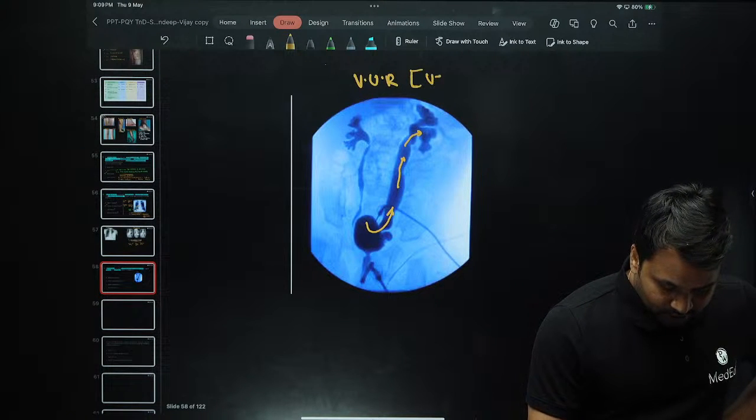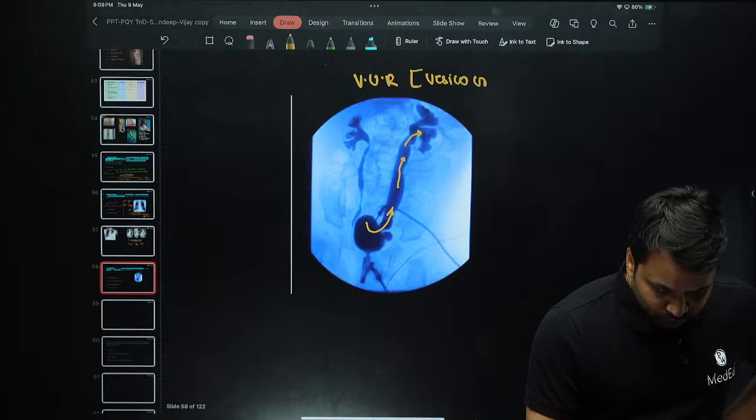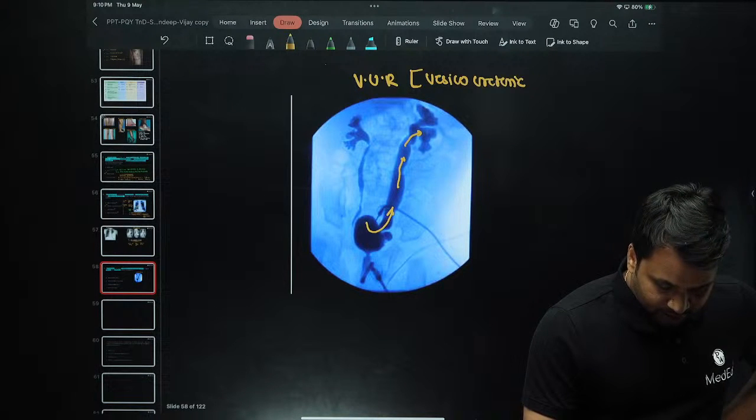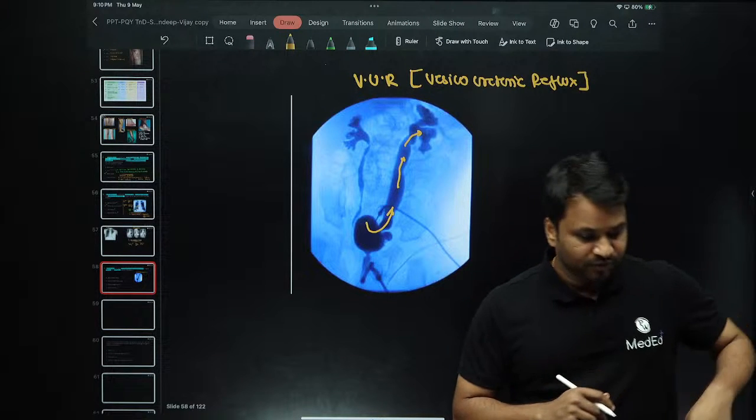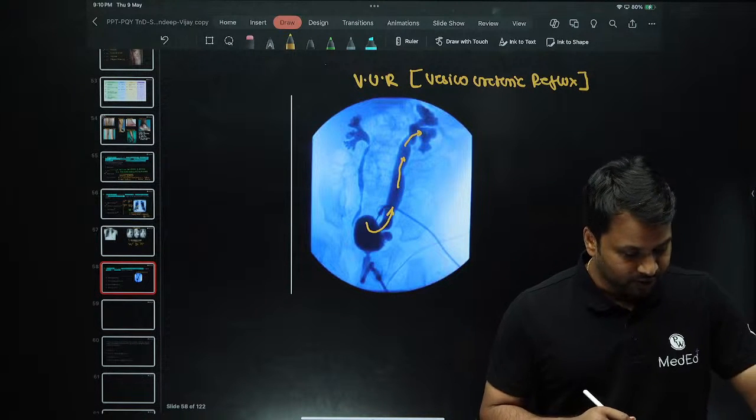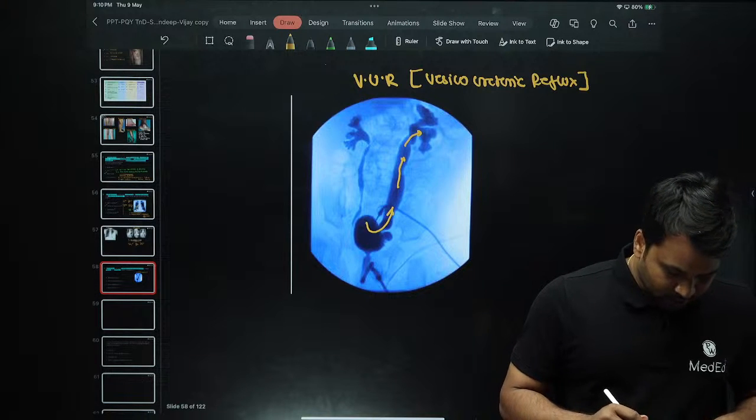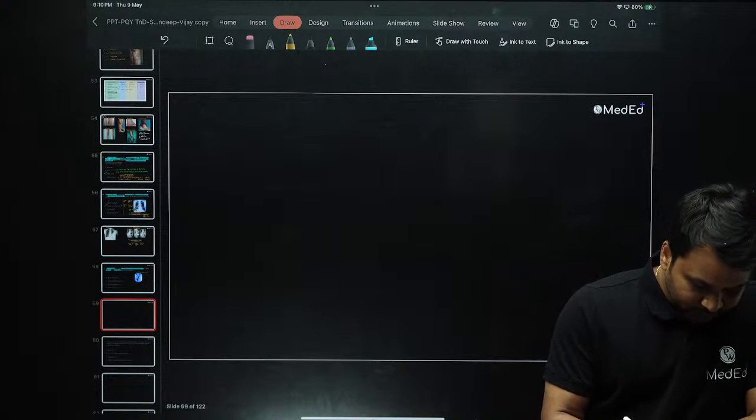That is your vesicoureteric reflux. This is what we call VUR, that is vesicoureteric reflux, right? So when you talk about VUR, let's talk about the grades of VUR.